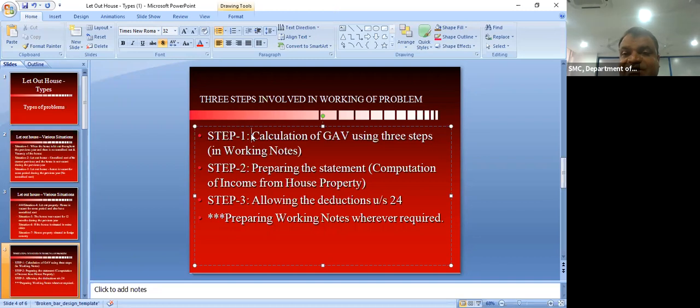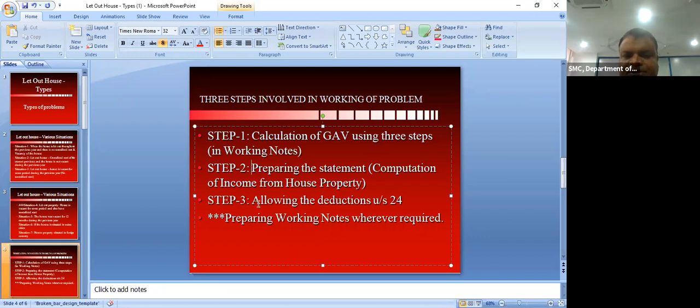How to calculate the GAV? In yesterday's class, I have explained. However, again, I am going to explain here today before starting the actual solving of the problem. Then step two is you have to prepare the computation statement, which has been shown to you yesterday. Again, for your benefit, I am going to show this.